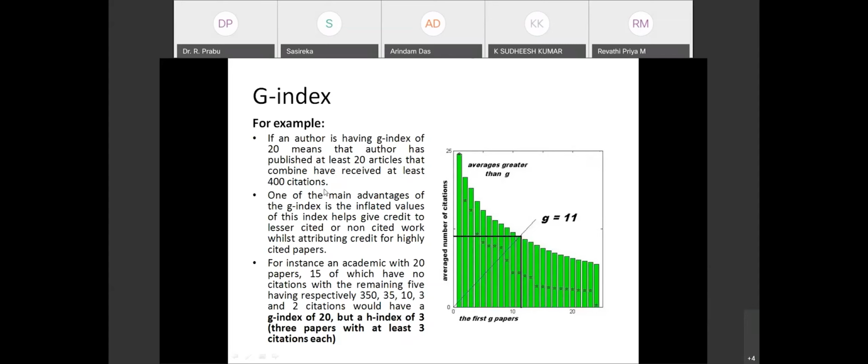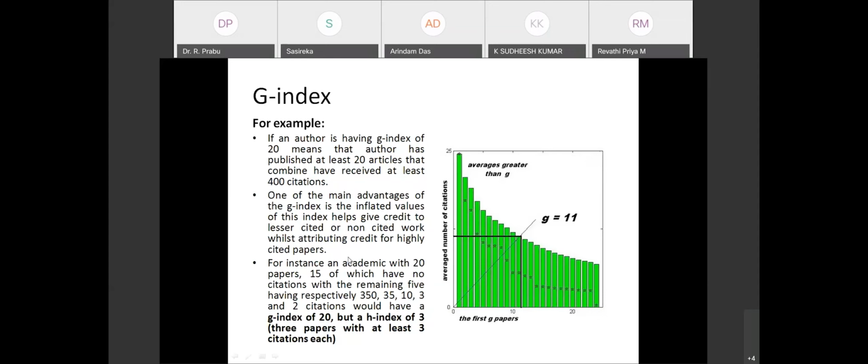Overall 400 citations received through the 20 articles, then his G index will be 20. One of the main advantages of the G index is that the inflated values of this index help to give credit to lesser cited or non-cited work, while still giving credit for highly cited papers.